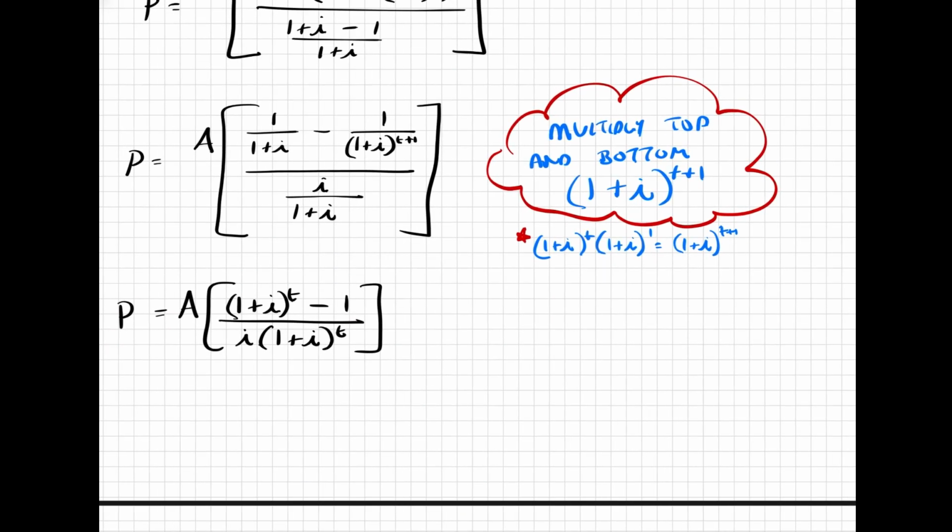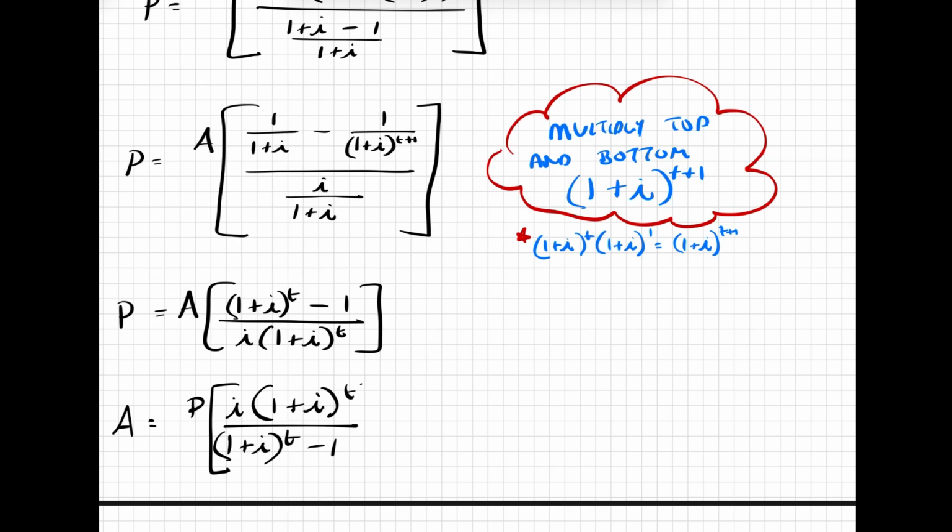Last step then, all we're going to do is multiply the right by this. And if we multiply the right by it, we have to also multiply the left by it. And then we're going to divide by this to get a on its own. So a becomes p times I by 1 plus I to the t all over 1 plus I to the t minus 1. And that is our amortization formula derived.